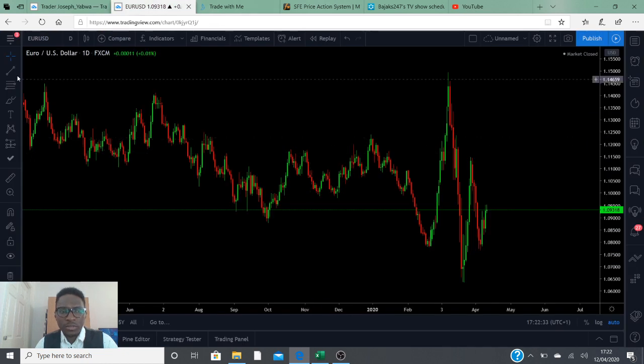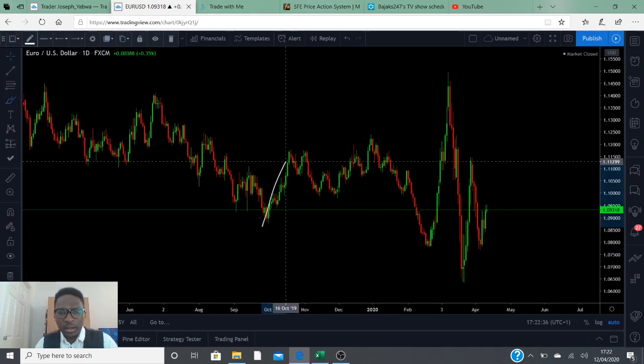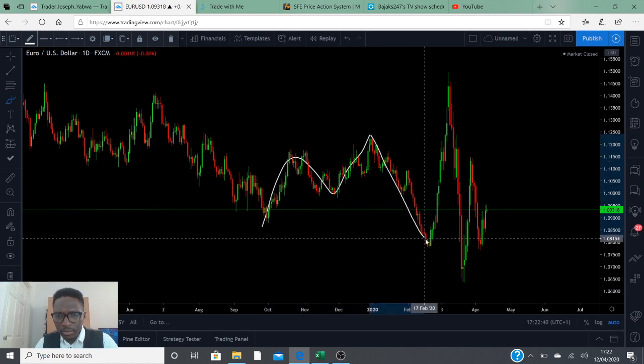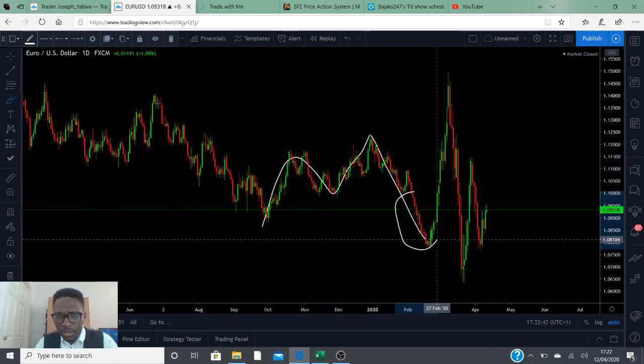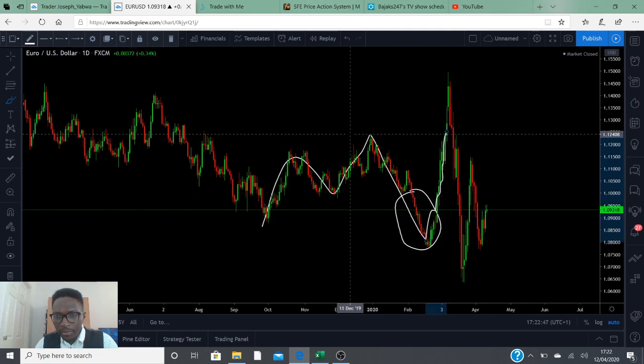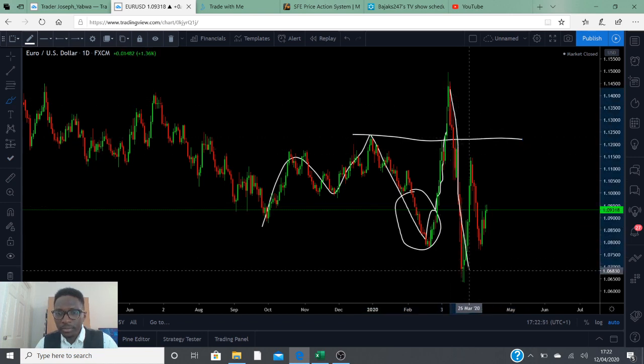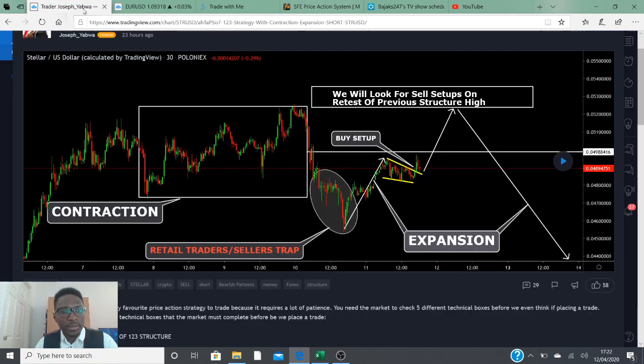So looking at this, just look at this. This is like an exact copy, right? We got the sellers, the retail traders' trap. The market is gonna go back to the previous structure high, and then it's gonna drop. Same scenario here. 1 2 3 4 5, break of structure, retail traders' trap. This market is headed all the way to the previous structure.